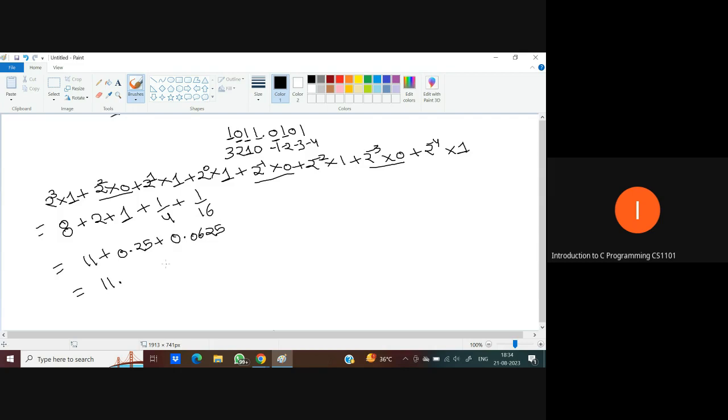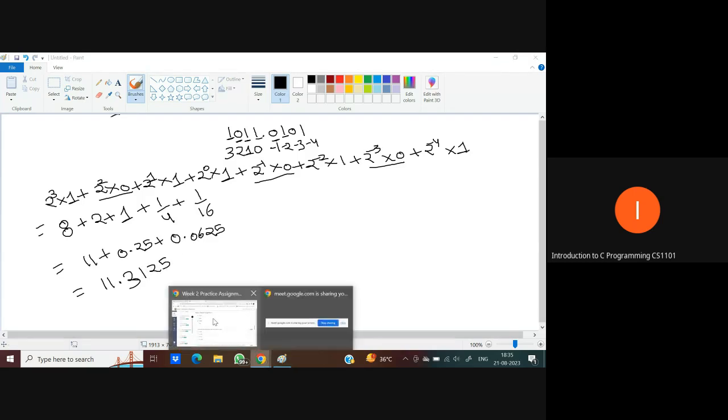So we have 11 point what? 5 and 6 will become 11, and 1 will be carried to this 2. That is fine. And then we will have 25. So 11.3125 is going to be the answer.